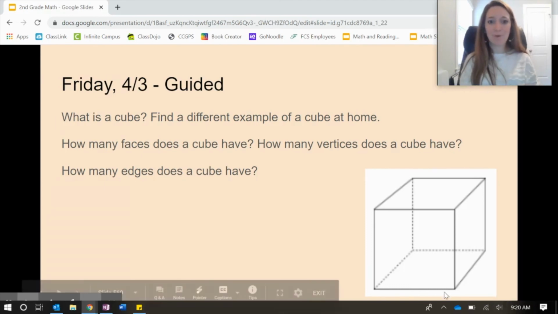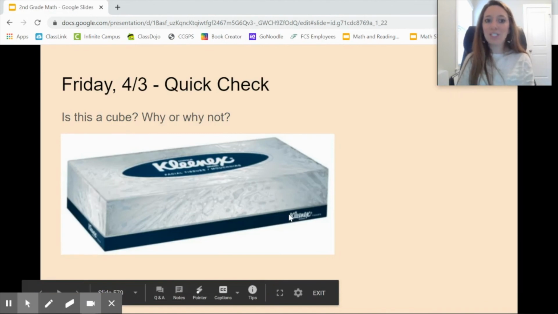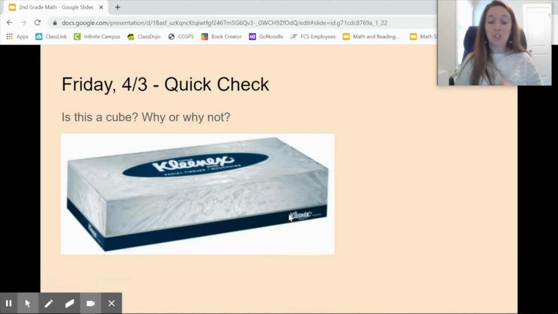Awesome. Time for quick check. Is this a cube? Why or why not? So you can write about it, take a video, take a picture, or draw about it and post it on Dojo for your teacher to check over.